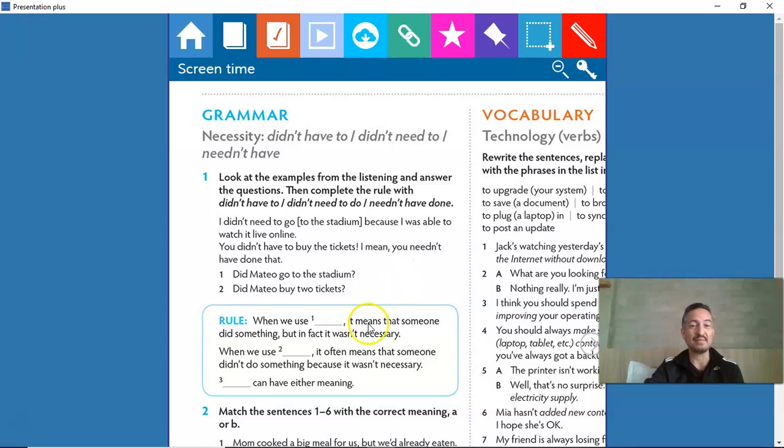So he didn't go. And did Matthew buy the tickets? You didn't have to buy the tickets. I mean, you needn't have done that. So he bought the tickets here. Okay? So you needn't have done that. So here in this case, he bought the tickets. So what is the rule here? Let's take a look at this.